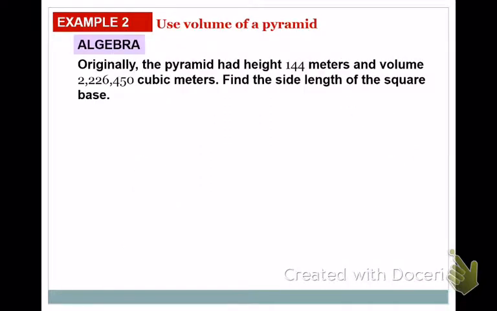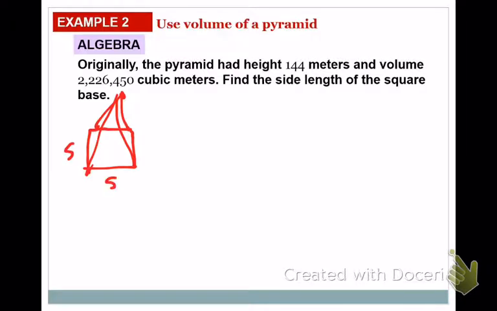All right, here's another problem. Originally the pyramid had a height of 144 meters and a volume of 2 million some odd cubic meters. Find the length of the side of the square base. Okay? So let's draw a picture of a square pyramid. All right, it's got a square base, length S. So it's S by S.